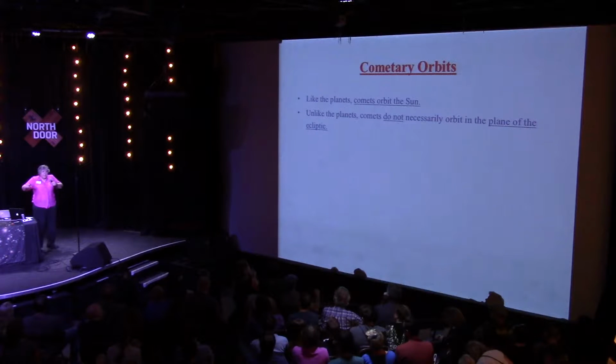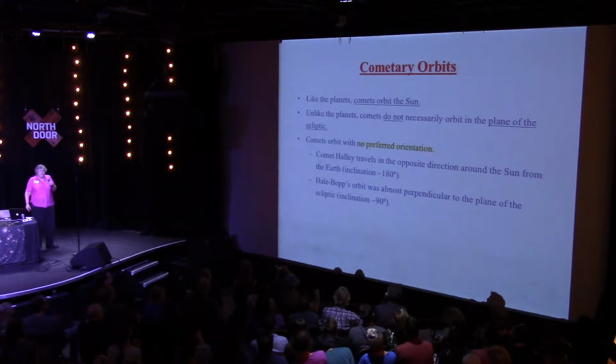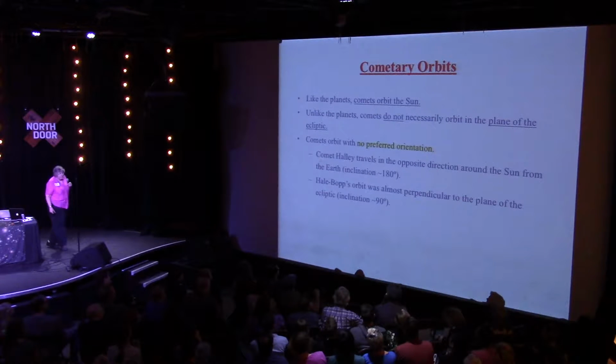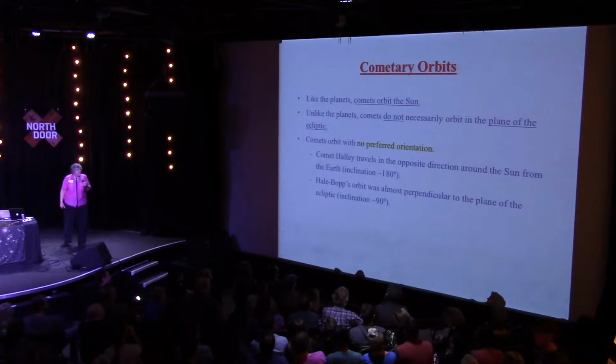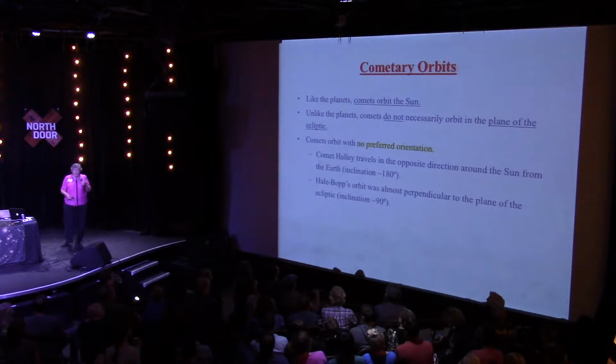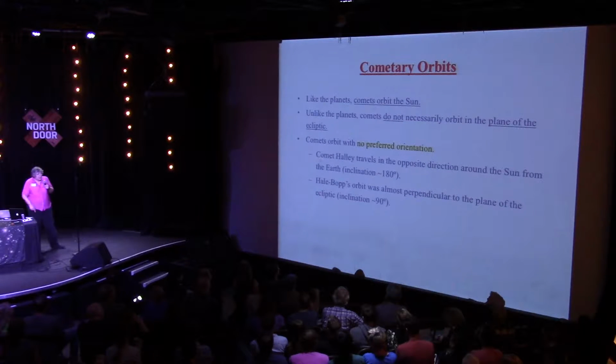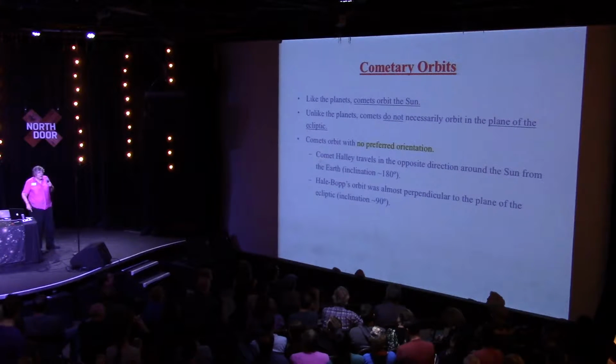So how do you get them if they're not coming out of this disk and spinning around like that? Well, they have no preferred orientation. Comet Halley, rather famous comet, comes back every 76 years, is actually going backwards in the same plane. Comet Hale-Bopp in 1997 was going perpendicular to the plane, up and down. So they can come from any direction.